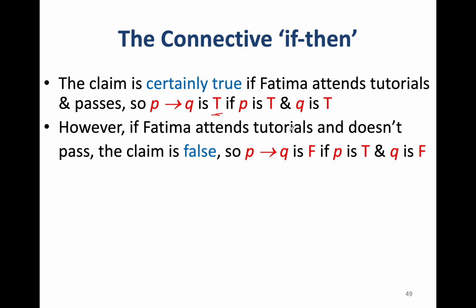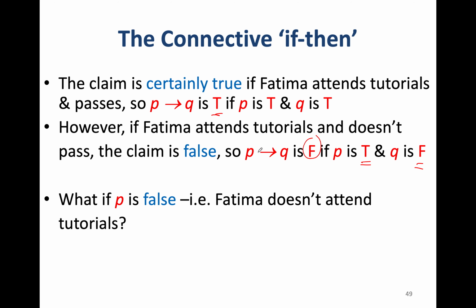Now, if Fatima attends tutorial and does not pass, then this claim is false, which means F for P then Q. She did the reason, but she didn't get the expected result. So this makes the statement false.